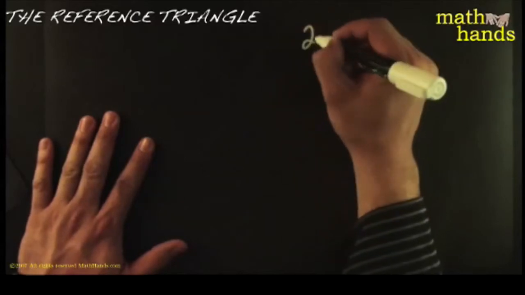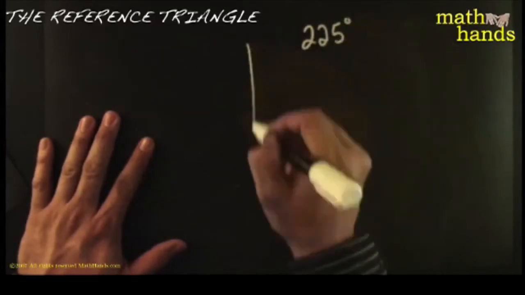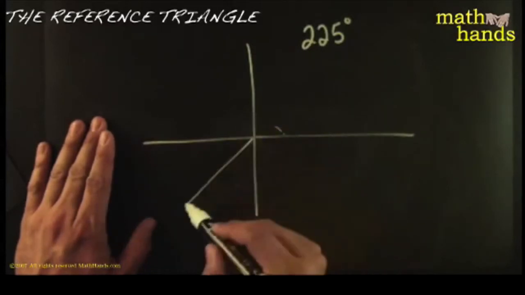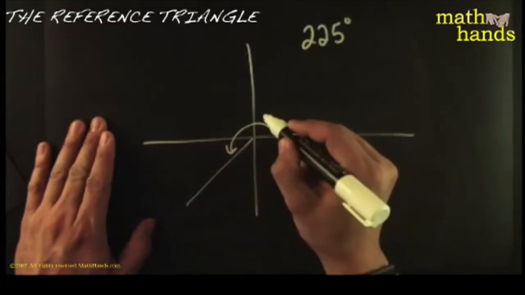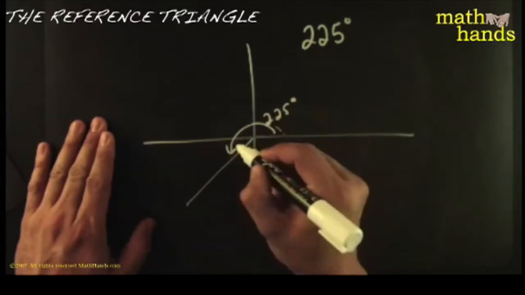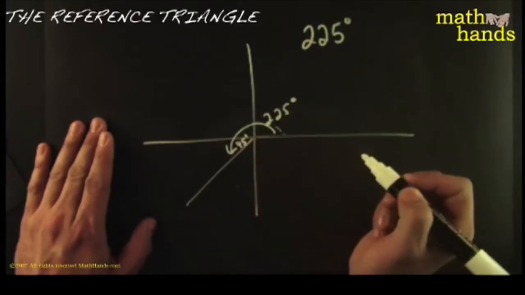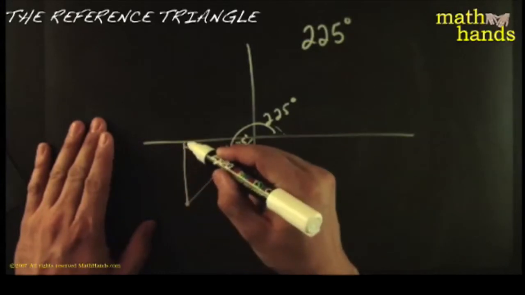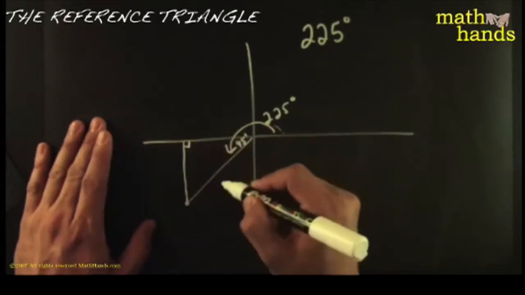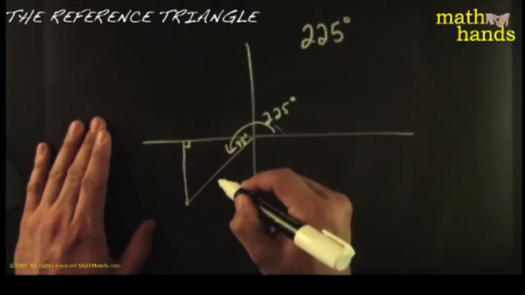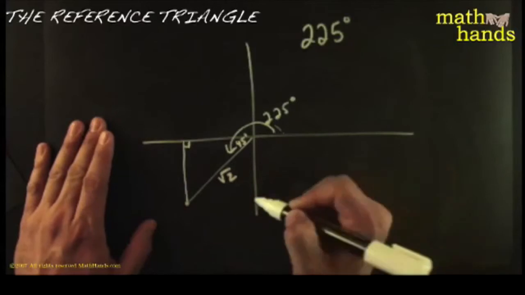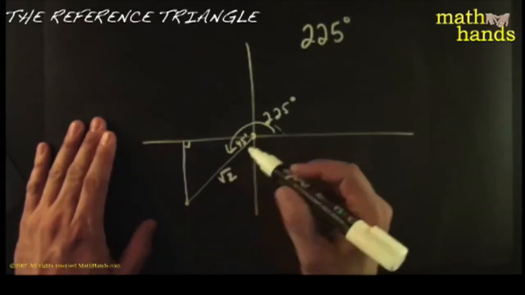Let's try 225 degrees. For 225 degrees, you'd go 180, 45 more. This would be 225 degrees. The inside angle here would be 45 degrees. After the 180 mark, draw a perpendicular always to the x-axis. Make this any length you want. I'll make this length square root of 2. Why? Because I can. You can make this any length you want.